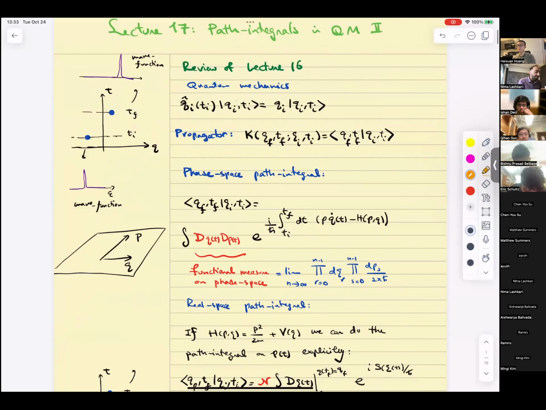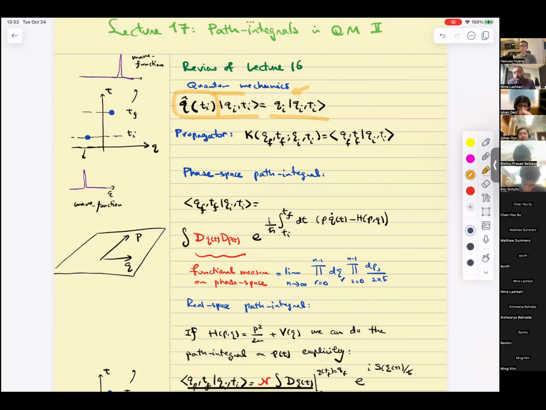So let's recall what we discussed last time. In lecture 16, we started with quantum mechanics, so we are in the Heisenberg picture. There is an operator observable Q, which is a function of time. At some initial time Ti, you could prepare a state |Qi, Ti>, which is the eigenstate, like a ket x, of the Q of Ti operator with eigenvalue Qi.